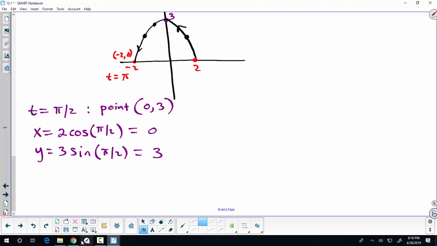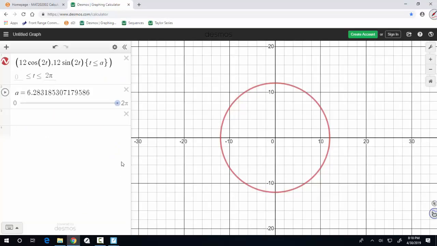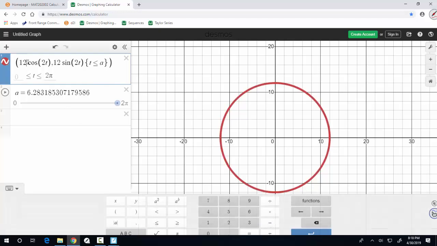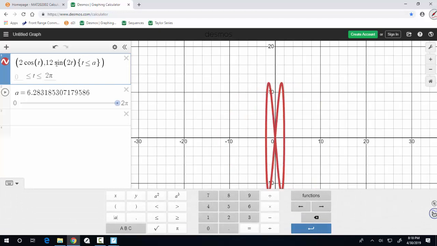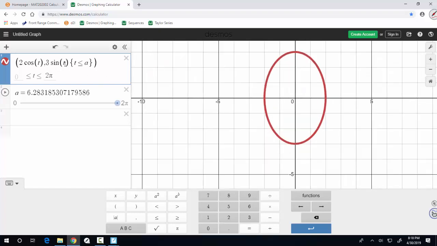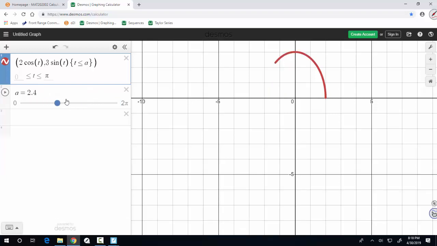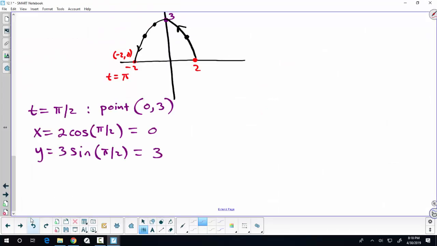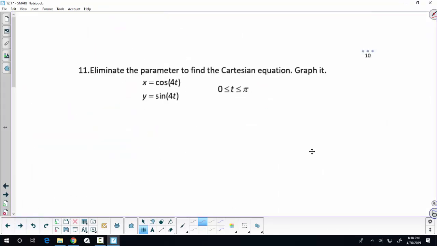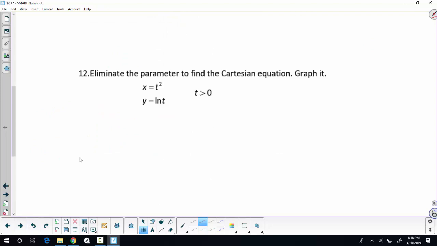If you're doing your homework, I recommend you do it by hand, but you can always use this thing to check. You get a lot of exotic curves here. So t ranges from 0 to pi. We get half the ellipse. This is just a circle. Skipping that.